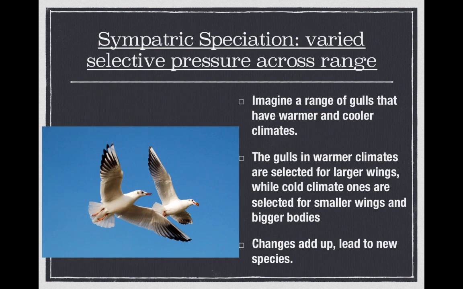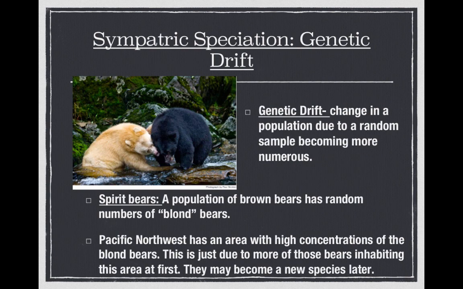Actually, going back to this, this is what happens with different salamanders too. Salamanders might live all along a mountain, but the top of the mountain doesn't have the same kind of environmental pressures as the bottom of the mountain or kind of halfway up the mountain. So genetic drift is another thing that can lead to speciation. If you have a change in a population just due to a random sample of that group becoming more numerous, then you can lead to just a different species.